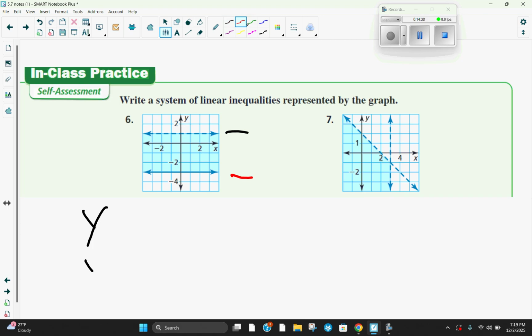Let's do that one in red. So the black one is at -1. The shading is below. It's going to be less than. It's dotted, so it won't include the equal sign, and it's at 1. The second line the shading is above it. So that would be greater. It's a solid line, so it includes that, and it is -3. Okay.